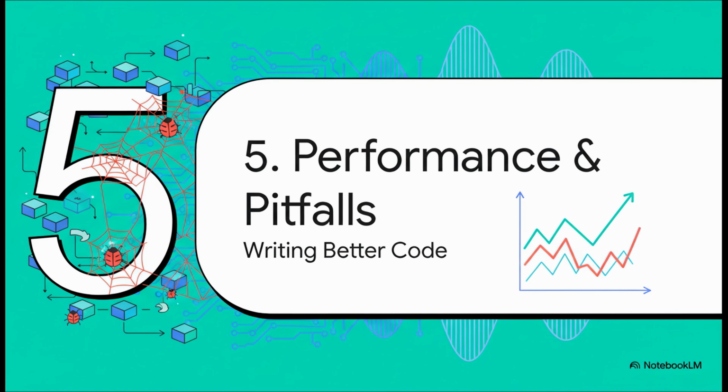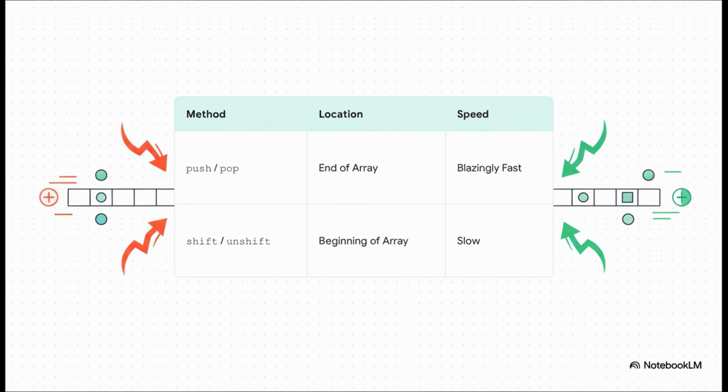All right, let's wrap this up with the stuff that separates the beginners from the pros. We're going to talk about performance and some common pitfalls that can lead to some really nasty, hard to find bugs. Okay, if you remember one thing about array performance, let it be this. Working with the end of the array using push and pop is blazingly fast. It's almost free. But working with the beginning of the array using shift and unshift is slow. And the bigger your array gets, the slower it gets.